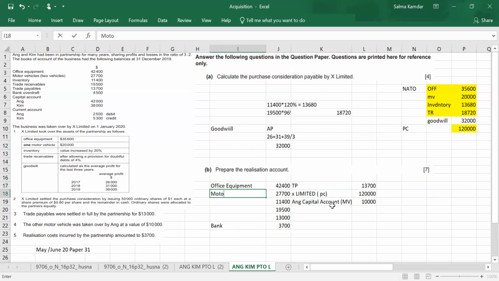Motor vehicle, inventory, trade receivables, and this I am paying to the trade payables. The partnership. This is the realization expenses. Whatever the partner takes over is written on the credit side.